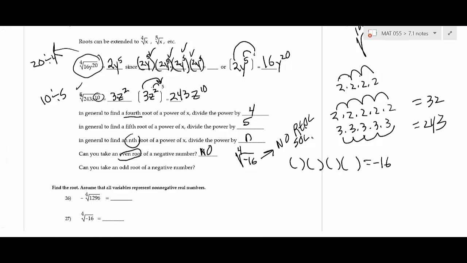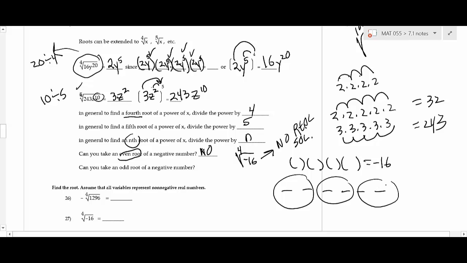What happens every time a negative times a negative meets? It's a positive, right? So what would happen is if you have an even number of negatives, that's positive, that's positive, that's positive, right? So it's positive. What happens if you have an odd number of negatives? You have a leftover negative. Does that make sense? Okay, so anytime you multiply out an odd number of negatives, you get a negative.